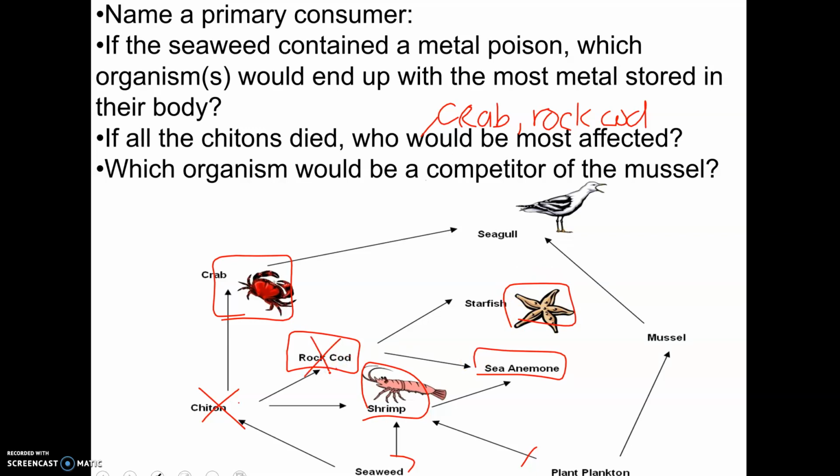So we can see that this could cause an entire collapse of the ecosystem eventually, but you want to pick probably the direct ones that they eat the chitin, and particularly pick ones that are their only source of food.